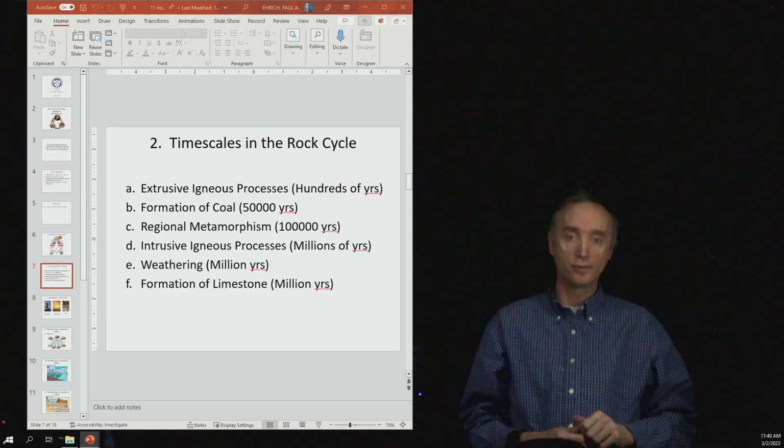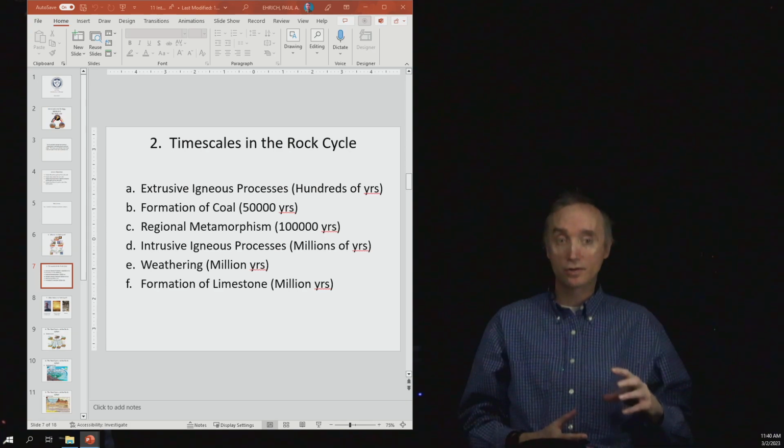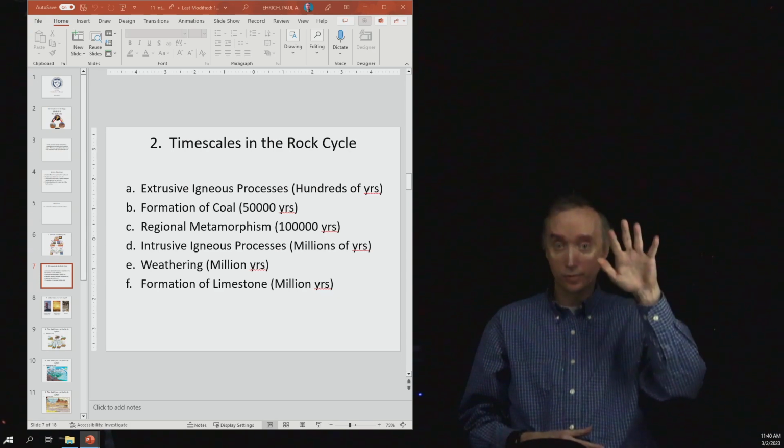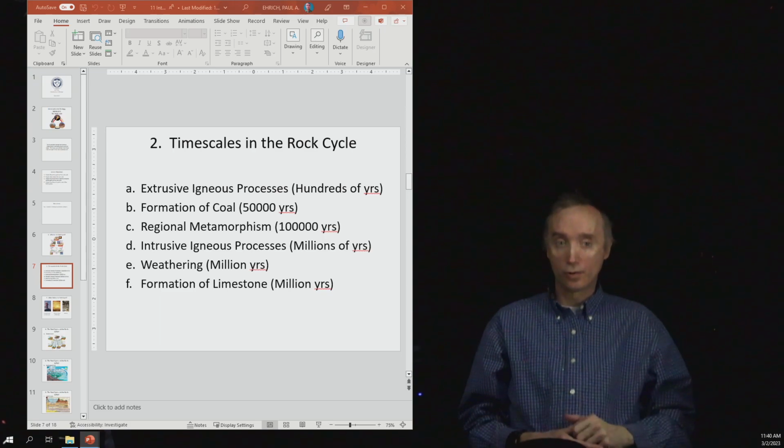And then formation of limestone. Again, that takes millions of years for carbon dioxide to be absorbed by ocean water and then to be turned into calcium carbonate, which then precipitates down to the bottom or is used by living organisms to make their shells. So limestone takes millions of years to form.